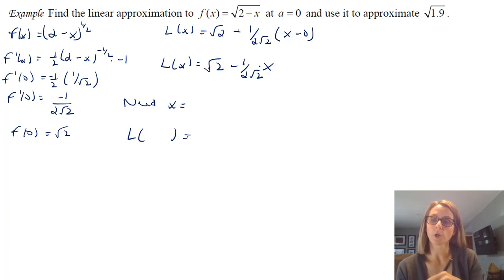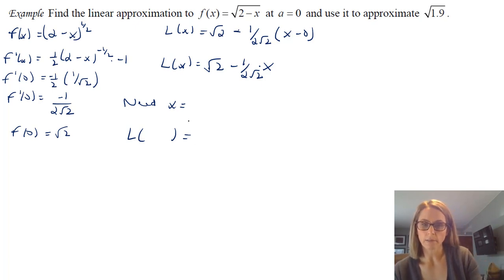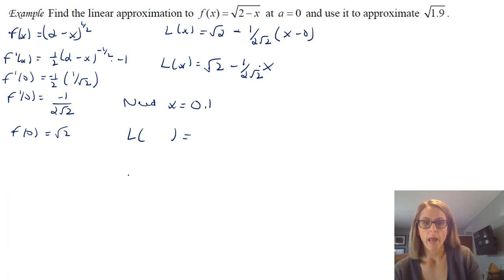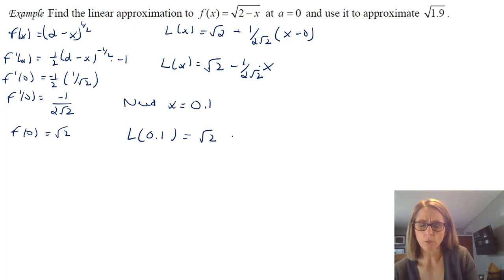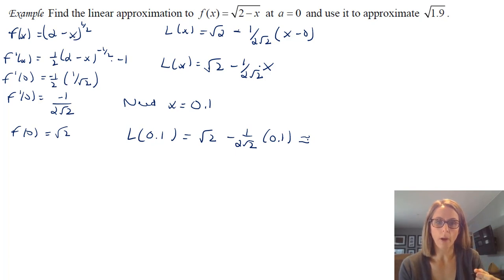So we want to choose a value of x that's going to create the square root of 1.9. And that means choosing x to be 0.1. So notice the slight difference there because of how things are written. And so we're going to be plugging in 0.1 here. And that's going to give us the square root of 2 minus 1 over 2 root 2 times 0.1.